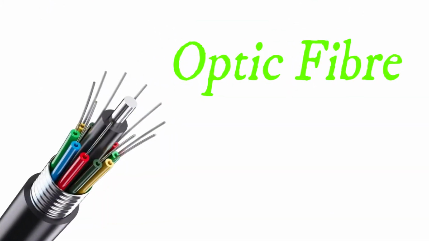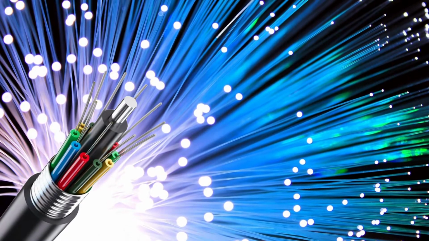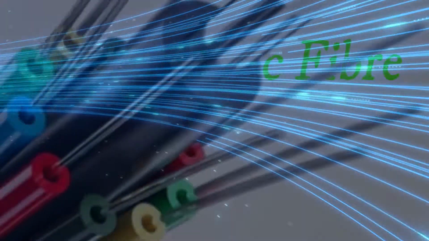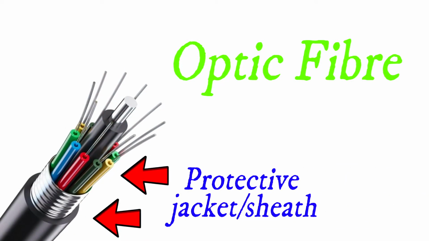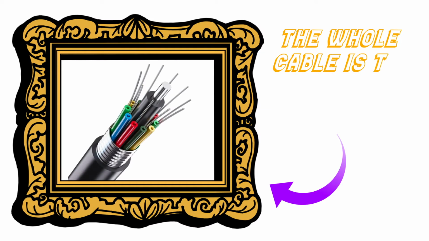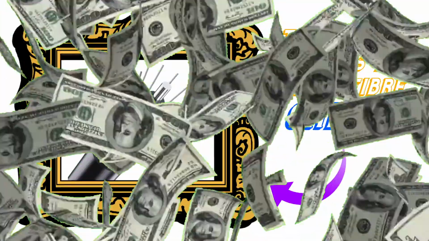Let's start with optic fiber. The optic fiber itself is a very thin strand of plastic or glass that is used to transmit messages via the speed of light. These strands are bundled together in a protective jacket or sheath, and it is actually the whole assembly of the optic fibers and the other parts inside the sheath which constitutes an optic fiber cable. The only catch of optic fiber cables is that they're pretty pricey. Traveling at the speed of light isn't cheap.